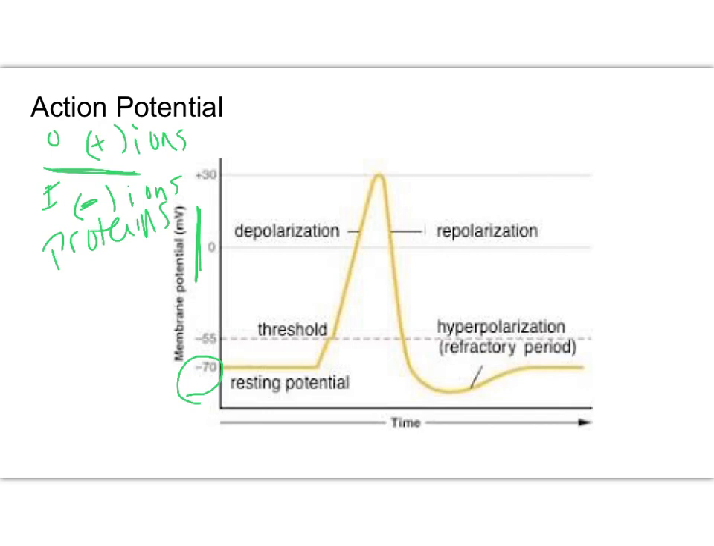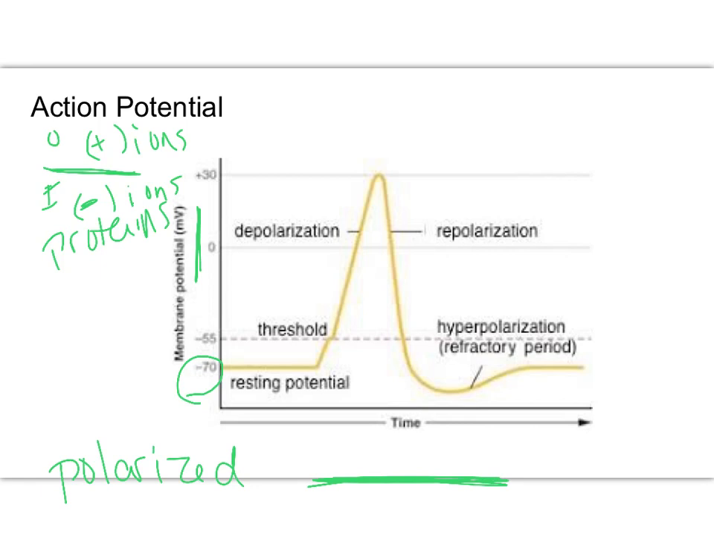So at rest, this membrane is considered polarized. Remember, the membrane is polarized at rest because it has a charge, right? So again, this is the same as muscles. So it's polarized at rest because it has a charge. And I'm going to use this line right here to be my membrane, right?